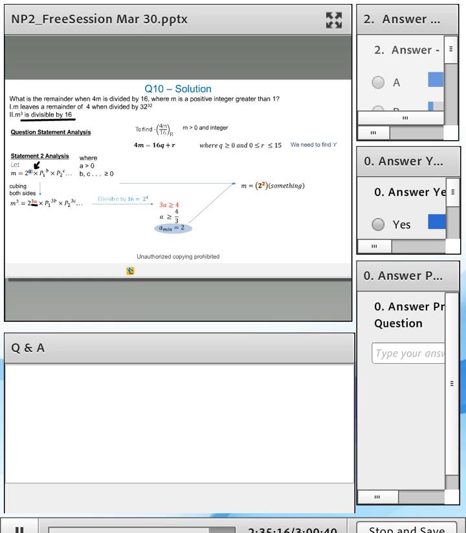Which means that now over here you have 4m. If you multiply both sides by 4, what you get is 4m is equal to 4 into 2 squared times something, which means nothing but 4m is equal to 16q. You're converting this something into 16q, which means that r is 0. Your remainder is 0.